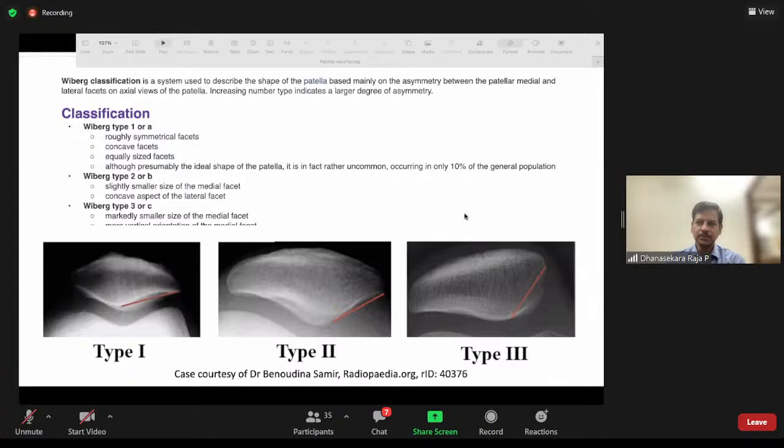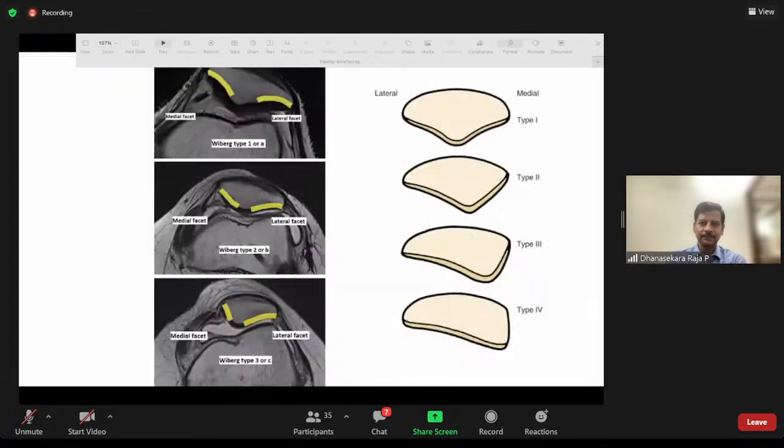So it's important to classify the patella pre-op so that your patellofemoral articulation can be understood. And once you resurface, this anatomy becomes important, because when you place the patellar component centrally, there is a medial lip and you need to do a lateral release.